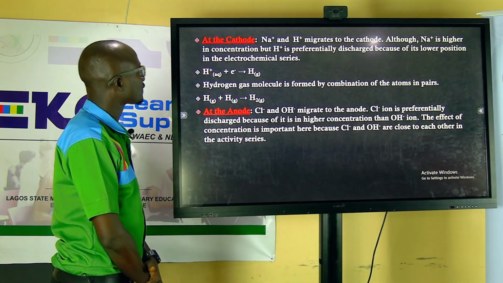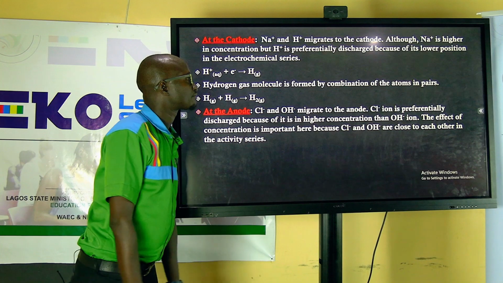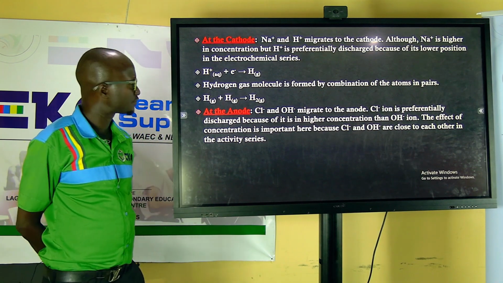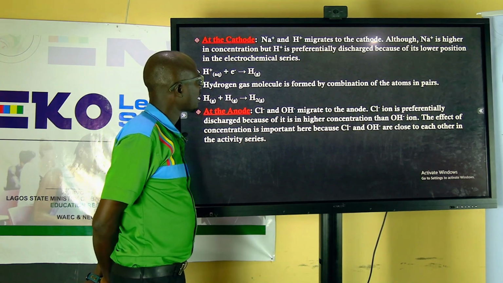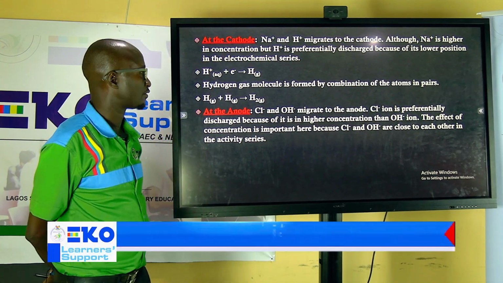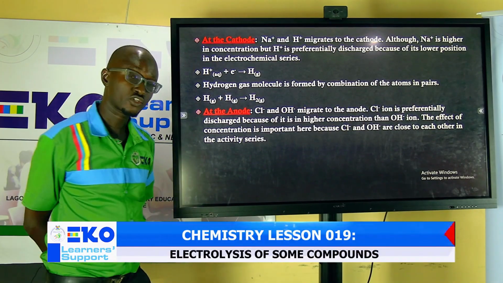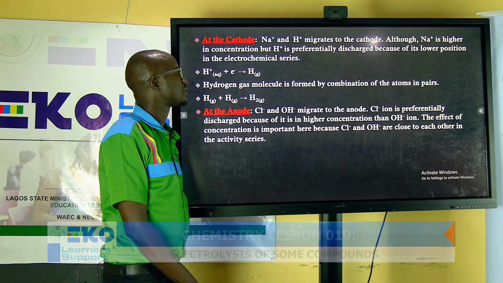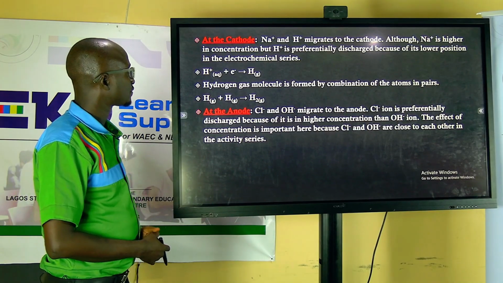Now, at the cathode, we have two competing ions. We have Na+ and H+. Both of them migrate to the cathode. Who is going to be discharged? Is it the sodium ion or the hydrogen ion? Remember that reduction occurs at the cathode.